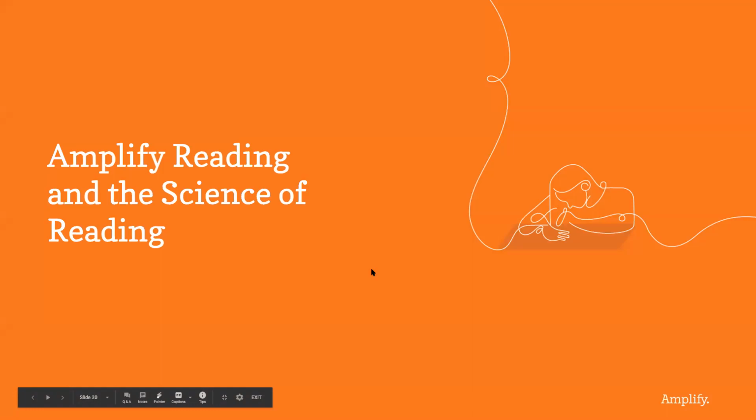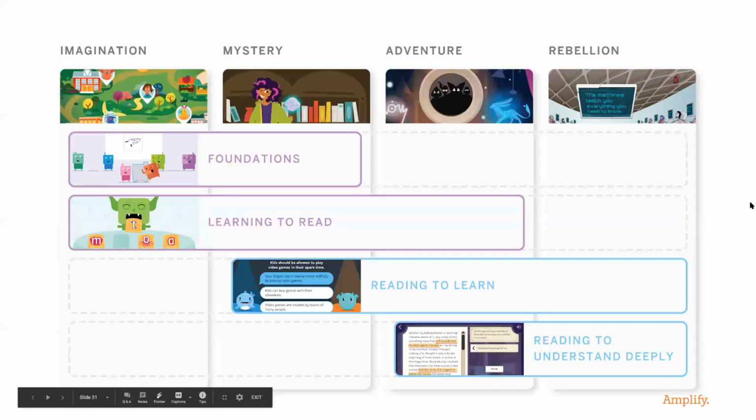So just a little more about the introduction to Amplify Reading. Amplify Reading, like I said, is a digital supplemental literacy program. It goes from kindergarten through grade 8. We are going to focus on kindergarten through grade 5 today. So the first band under imagination is kindergarten and first grade.